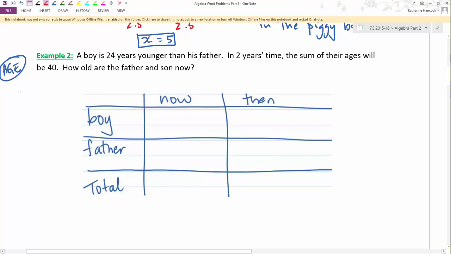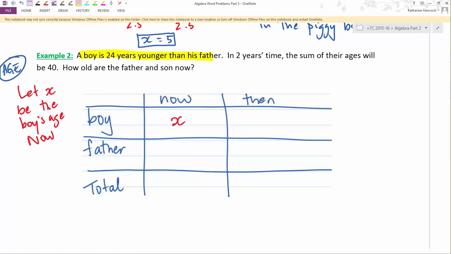So our let statement, remember X is always smaller, younger, shorter. So in this case, the boy is younger than his father. So let X be the boy's age now. If we look here, a boy is 24 years younger than his father. That means his dad must be X plus 24. So if the boy is 12, that means the dad is 36.